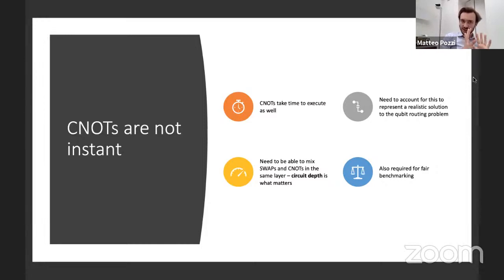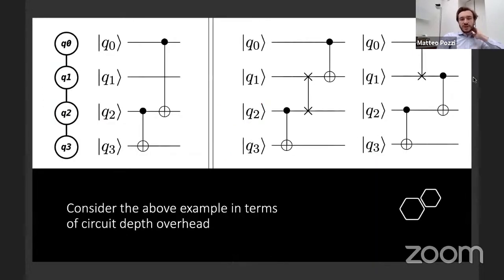But what really matters is the circuit depth. This idea of number of actions is somewhat artificial. So in terms of fair benchmarking, it's important to consider the overall depth. If we consider the above example in terms of circuit depth overhead, there are two solutions on the right-hand side for the routing problem presented on the left-hand side. We do the first CNOT gate, and then we can do a swap between Q1 and Q2, or we can do a swap between Q0 and Q1. In terms of the original formulation, they appear to be the same solution because they take one layer of swap gates. But in reality, the second solution is the one that yields the lower depth.